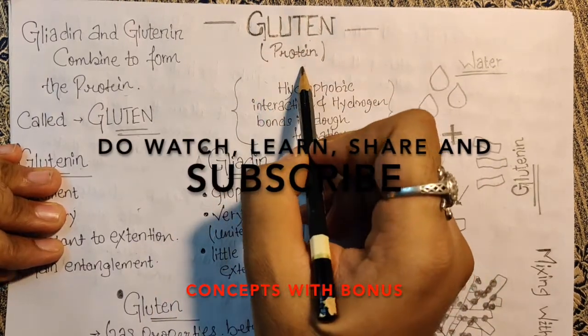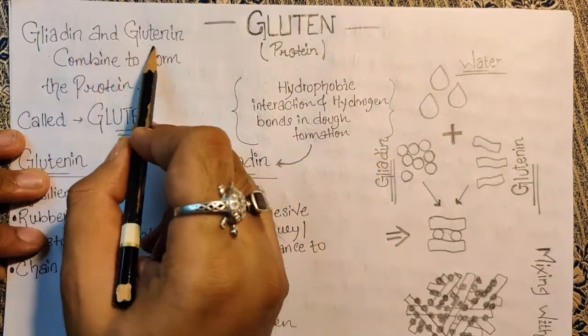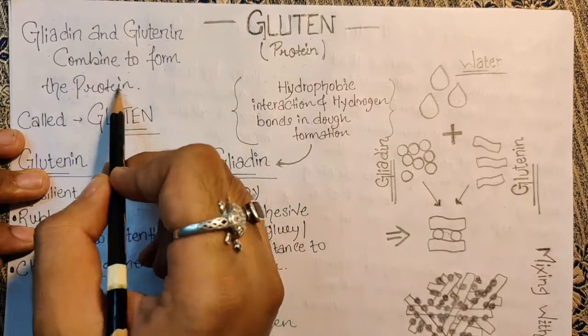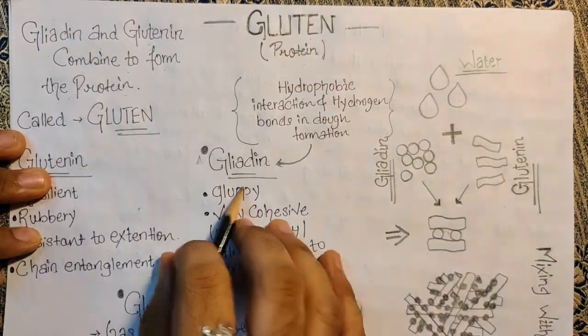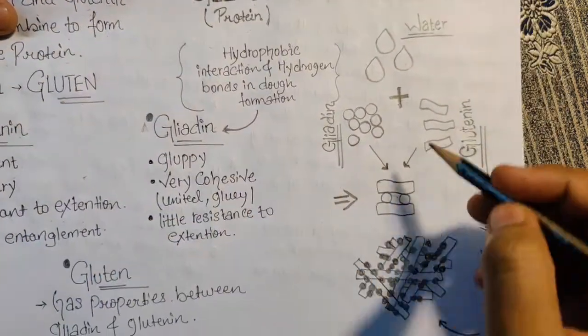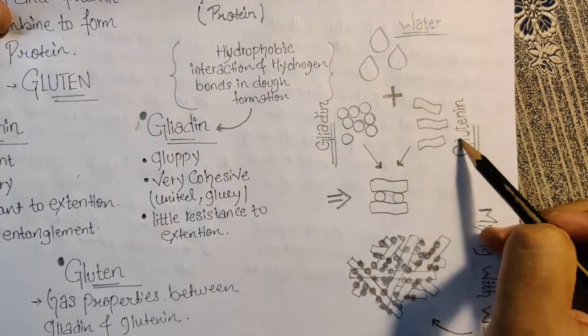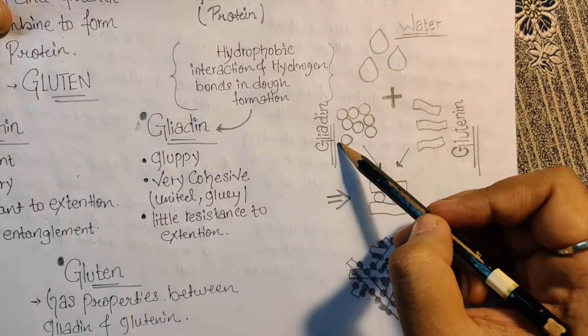So watch till the end to understand better what exactly gluten is and how it plays the role. Gluten means protein. Gliadin and glutenin combine to form the protein. This is very simple. Let me show you the diagram I have made. You can see here, this is the glutenin, this is the gliadin, right?